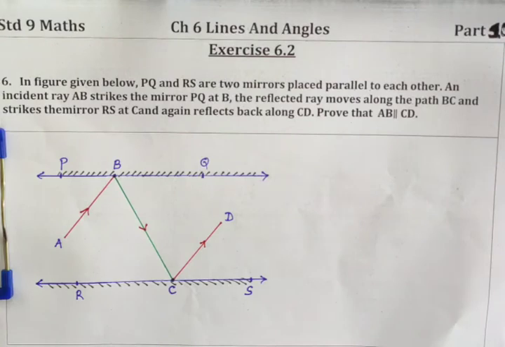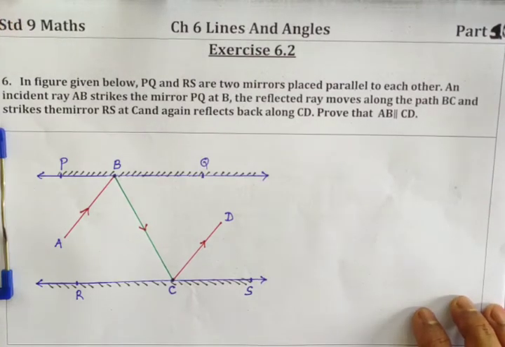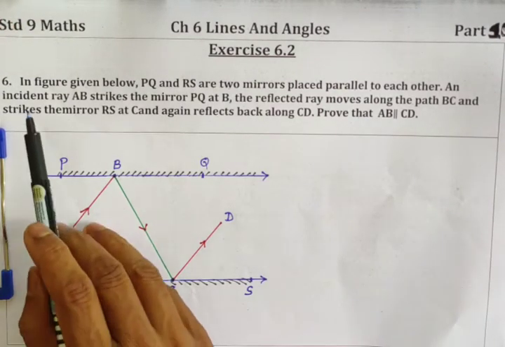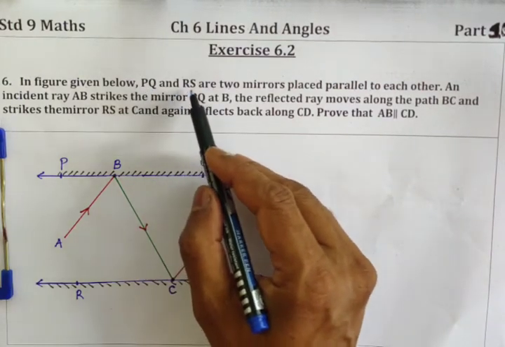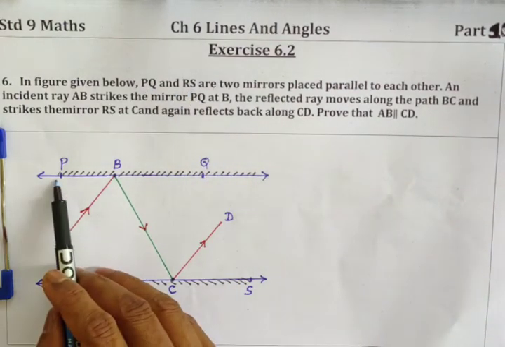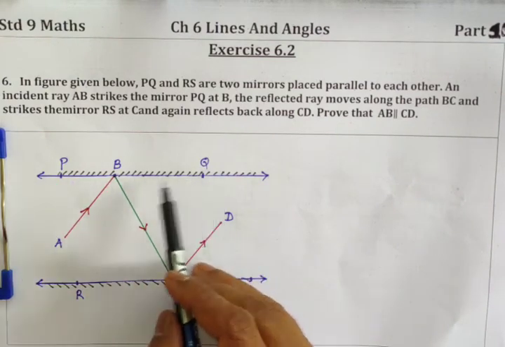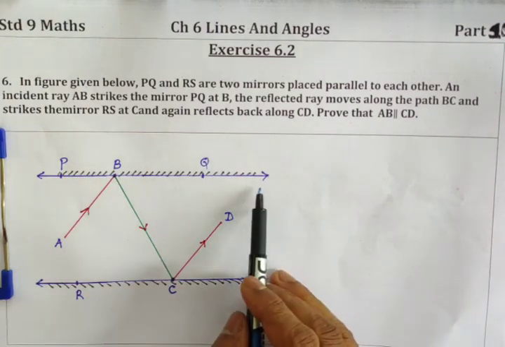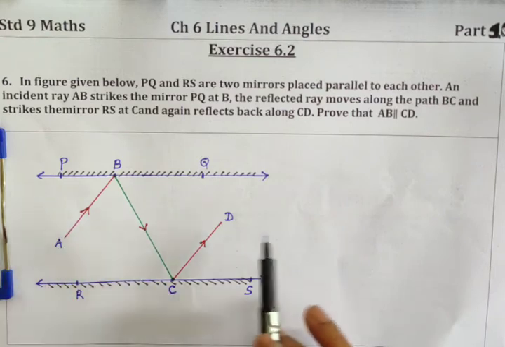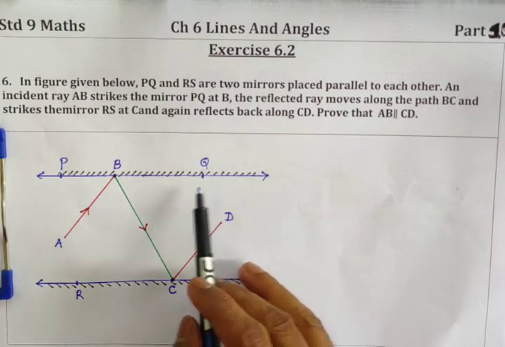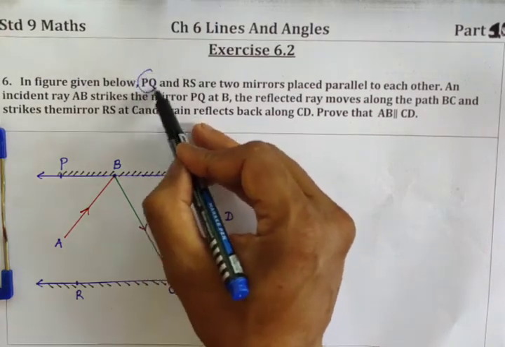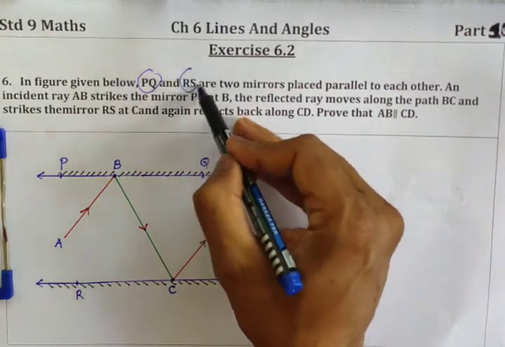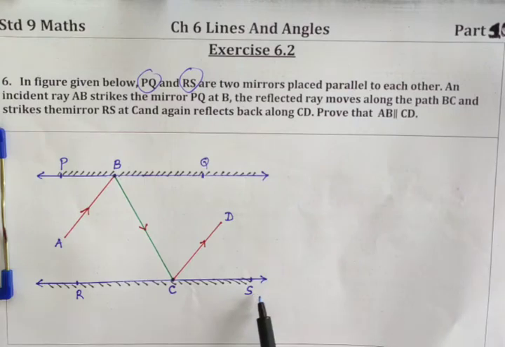Ready? Here is the example. I'll read the statement for you. In the figure given below, can you see the figure? PQ and RS are 2 mirrors. PQ, see this. The outer side is made rough and the lower side that you see is smooth. So a mirror is represented diagrammatically in this way. Okay. So PQ, here it is one mirror. RS, here it is another mirror.